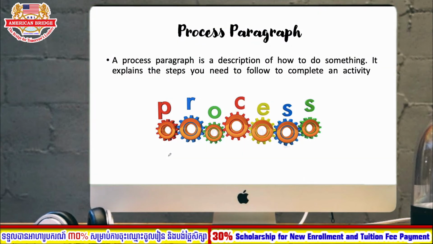Alright, after we finish the descriptive paragraph, now let's move on to the last type of paragraph today, which is the process paragraph. A process paragraph is a description of how to do something. It explains the steps you need to follow to complete an activity. In our speaking book, you also learn to give presentations about a process. Again, it's really similar in speaking and writing as well.